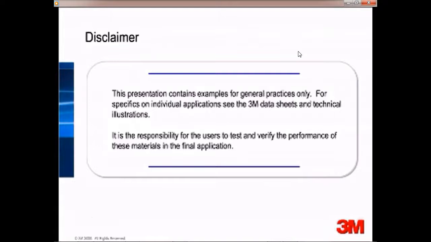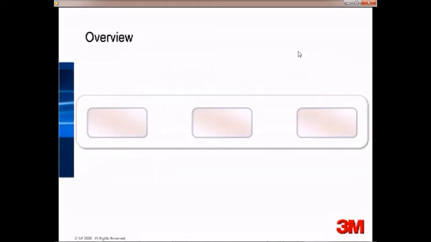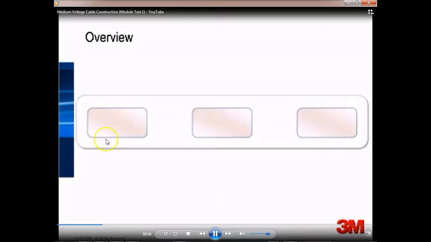This presentation contains examples for general practices only. For specifics on individual applications, see the 3M datasheets and technical illustrations. It is the responsibility of the users to test and verify the performance of these materials in the final application. This is the first module of the medium voltage splicing and terminating series. The purpose of this module is to familiarize you with medium voltage cable construction. This knowledge can then be used when splicing and terminating.